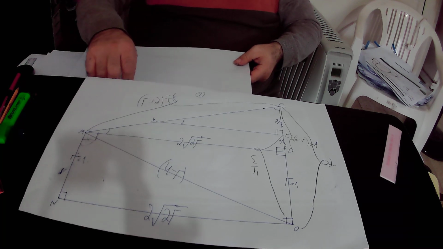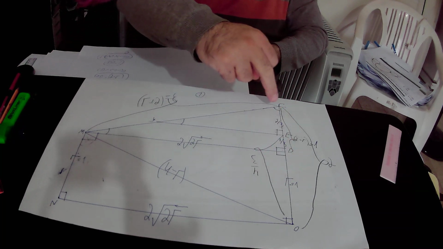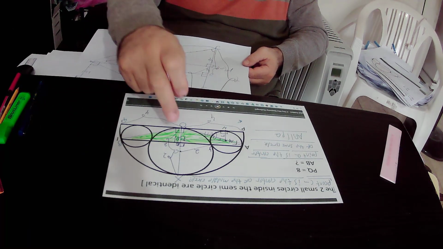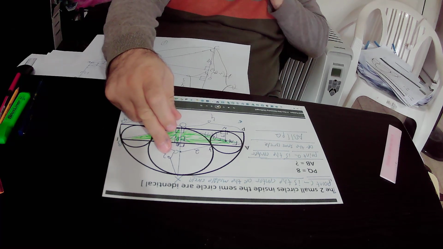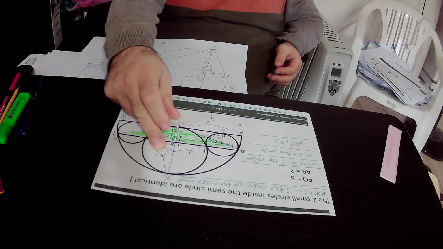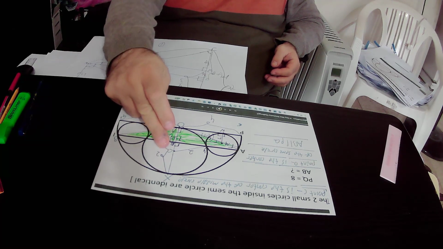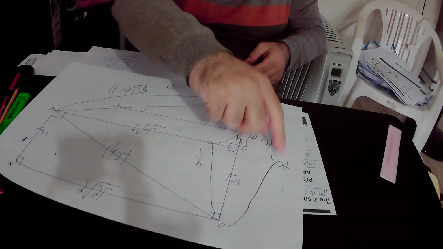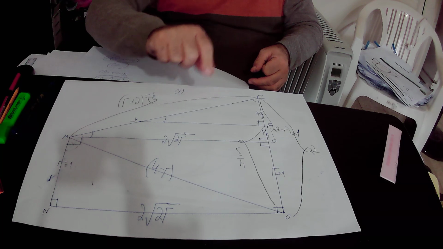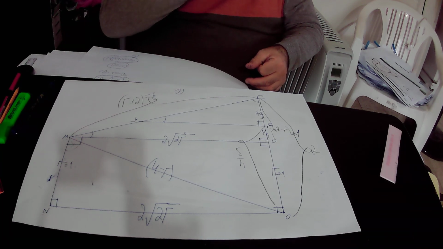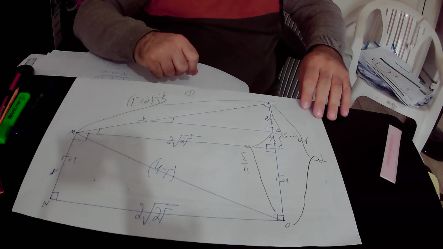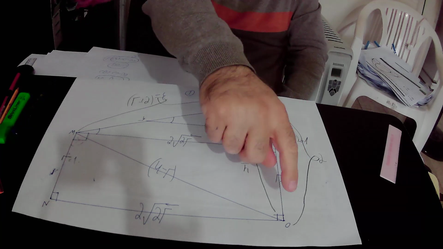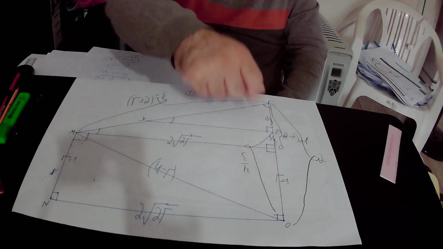And here we know that CO is the radius of the middle circle, that is to say it equals 2 units. So CO equals 2 units, and DO equals R.